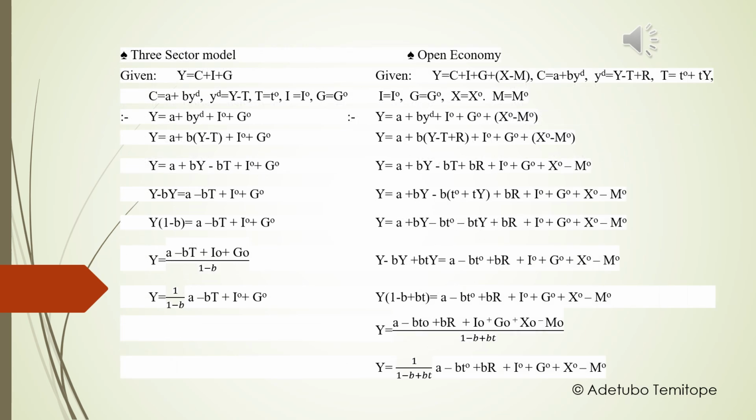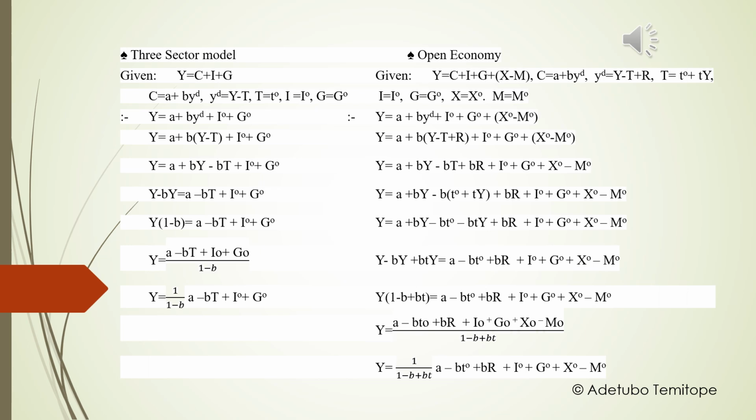So we move on to the three-sector model. Given Y equals C plus I plus G, our C equals a plus bYd, Yd equals Y minus T, T equals T naught, I equals I naught, G equals G naught. So when we substitute our C, our I, and our G into the income model, we have Y equals a plus bYd plus I naught plus G naught.